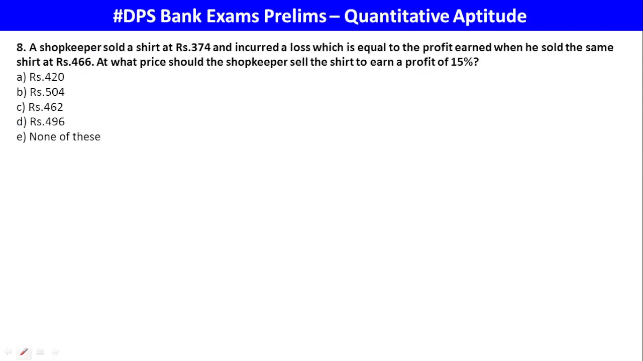Then next one. A shopkeeper sold a shirt and incurred a loss which is equal to profit earned when the same shirt is sold at another price. Profit is equal to loss. In such a condition, the cost price is the average of the selling prices.